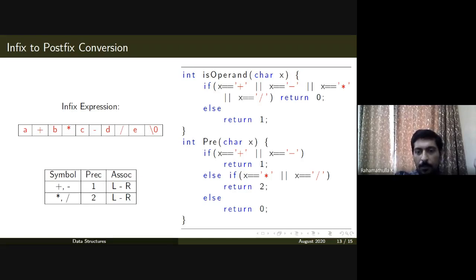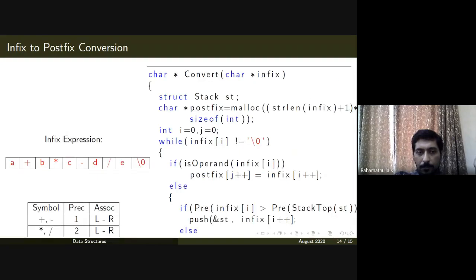So the conversion is very simple. Just now we have explained it with the help of an example. This is just using it as a C program code. You give the input as the infix expression. You read this expression character by character, while infix I is not equal to backslash zero, that is, till the end of the expression. You need to check whether it is an operand or not.